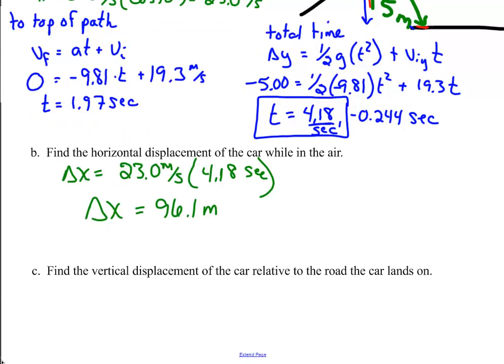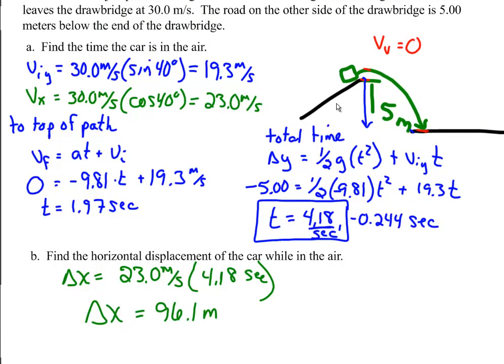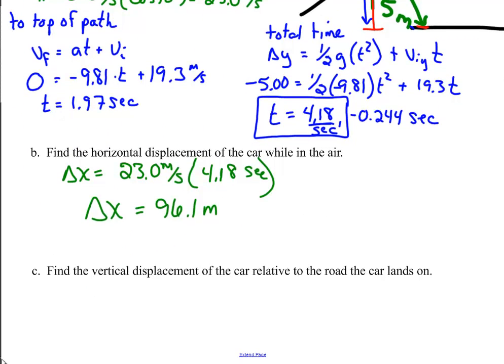Okay, so if I'm looking for the vertical displacement of the car relative to the road the car lands on, what the heck does that mean? Well, let's go back up and look at our diagram here. Effectively, what I want is the distance from the top of the path here down to the road. So I want this vertical displacement right there. Okay, great. How am I going to find that? Well, hopefully I remembered that my vertical velocity at the apex is 0. So if I start from there and measure down, that's going to make my life easier.